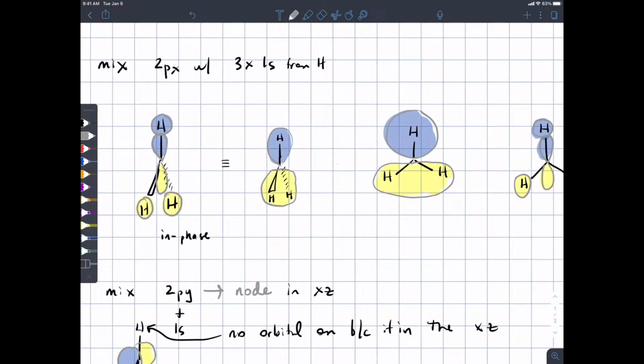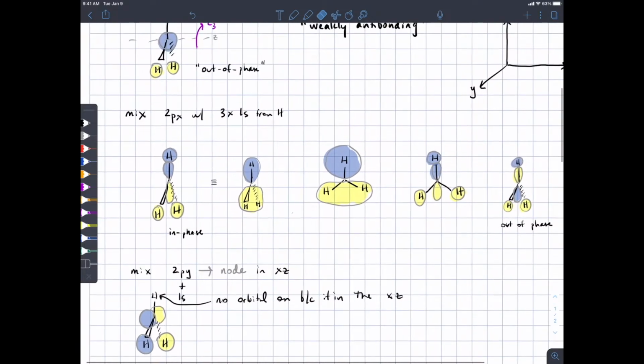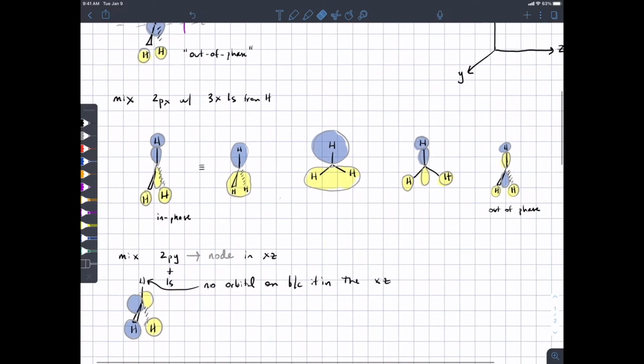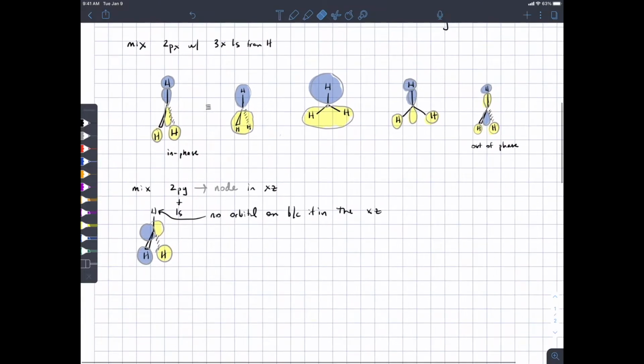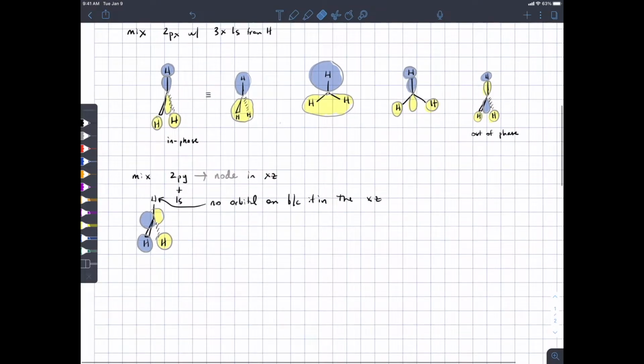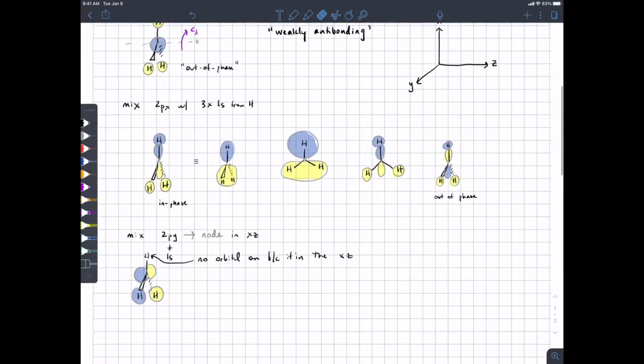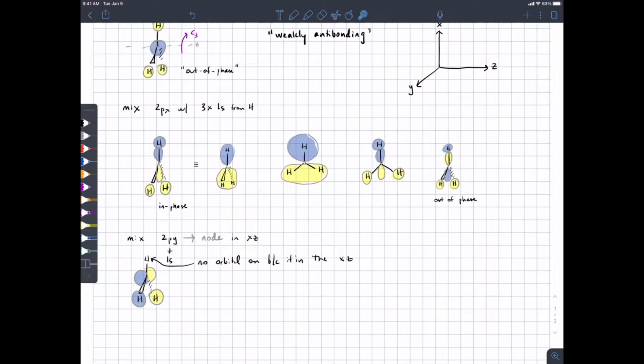So if we draw just a regular p orbital, it would look something like that, and the comparison is actually pretty good. All right, other questions about that? There'd be an out-of-phase combination as well that we won't worry about too much. The next option was to mix the 2py orbital with some of the s orbitals.